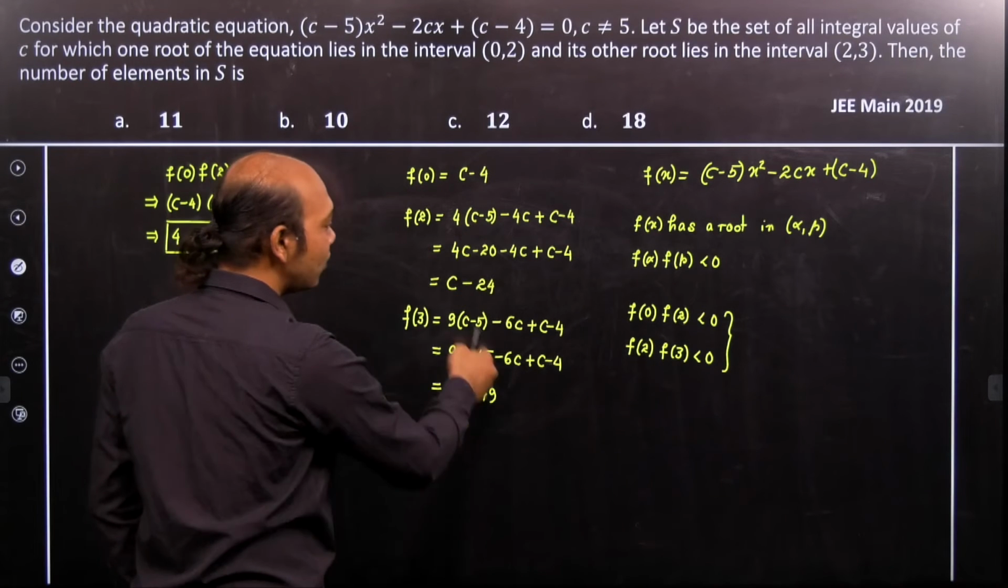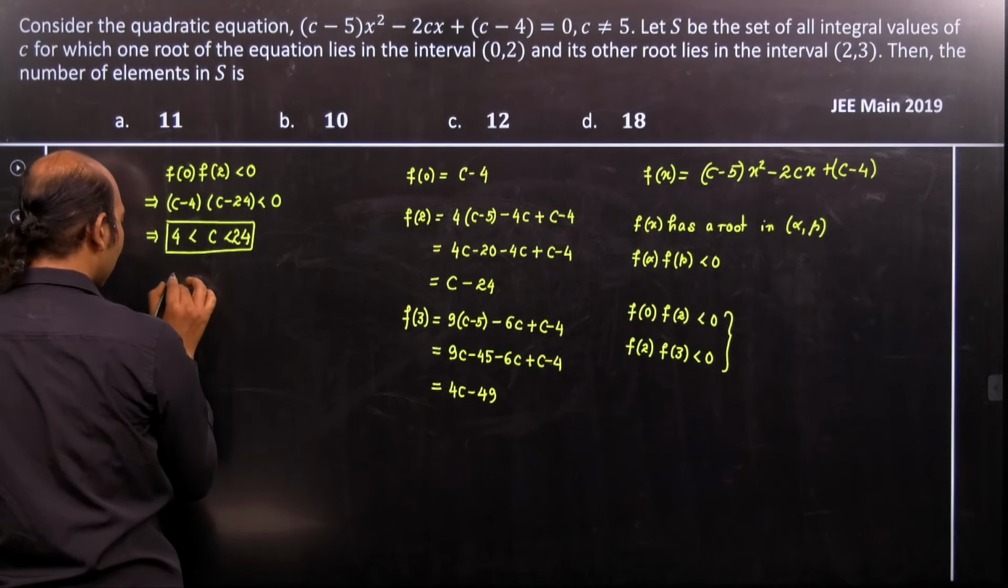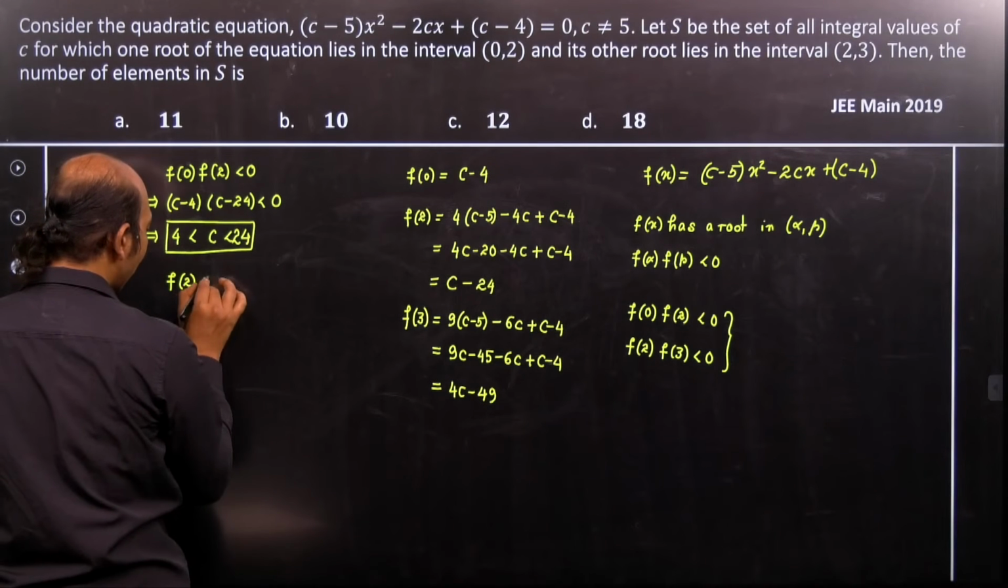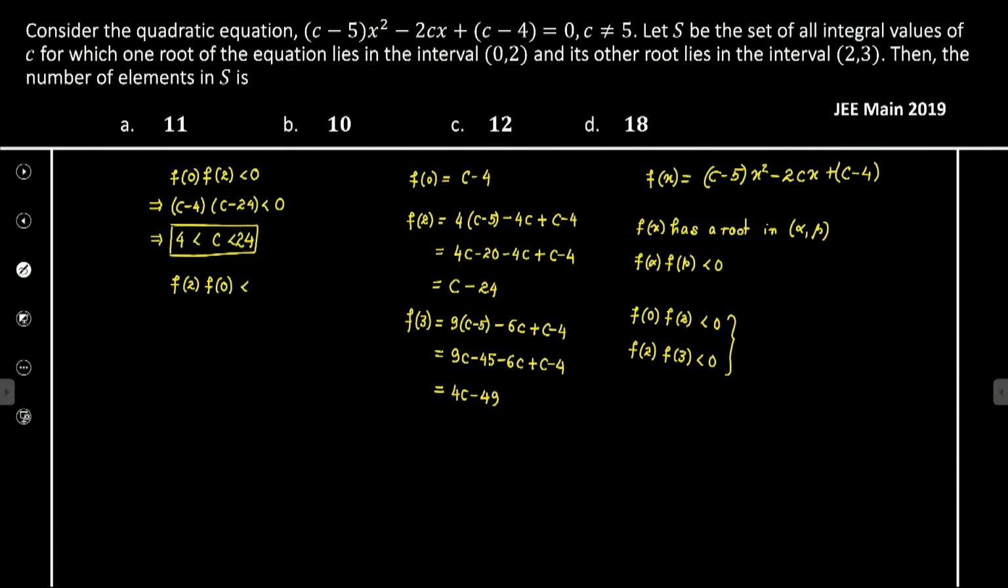Now using the second condition, I have to satisfy the other condition. It says the product of f(2) and f(3) is less than 0, which implies that (c minus 24) multiplied by (4c minus 49) is less than 0. That implies that 49 divided by 4 is less than c less than 24. That 49 by 4 is 12.25, so 12.25 is less than c less than 24.